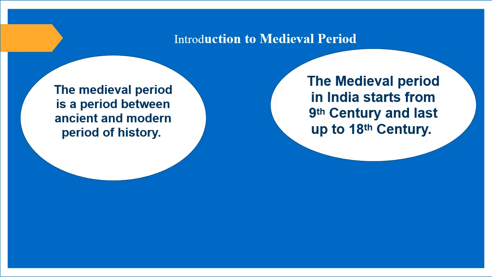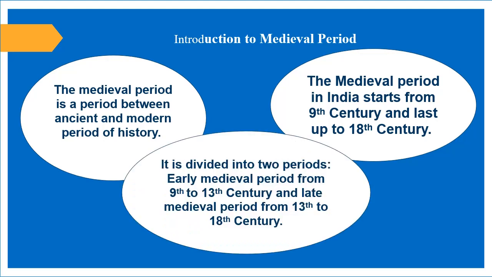The medieval period in India starts from 9th century and lasts to 18th century. So medieval period का एज कब तक था, 9th century को start हुआ and it lasts up to 18th century. It is divided into two periods: early medieval period from 9th to 13th century and late medieval period from 13th to 18th century. So early medieval period है 9th से 13th century और late है from 13th to 18th.